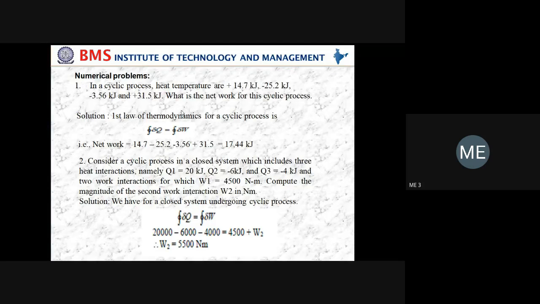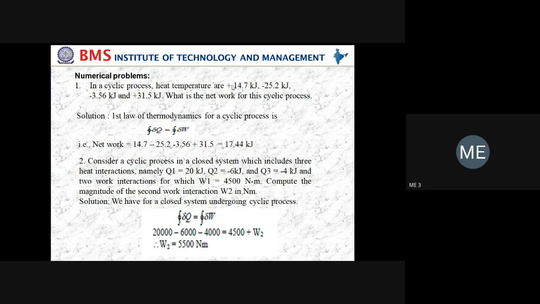In a cyclic process, the heat transfers are plus 14.7 kilojoules, minus 25.2 kilojoules, minus 3.56 kilojoules, and plus 31.5 kilojoules. What is the net work output for this cyclic process? Okay, so they are clearly mentioned the heat transfer. There are four heat transfers there.